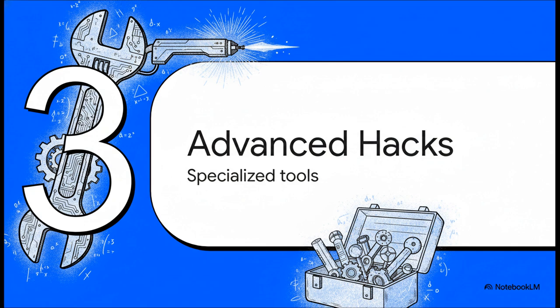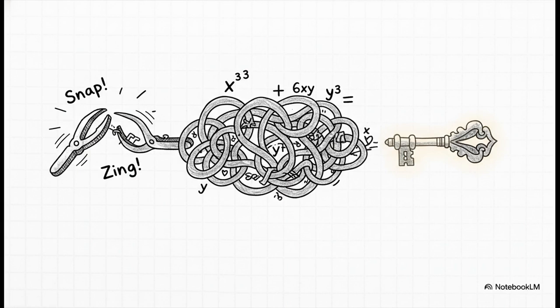Okay, so you've got your power tool, the chain rule, and you know how to dodge some common mistakes. Now let's add a couple of highly specialized tools to our toolbox. These are for those really specific, really tough situations where the normal rules just aren't going to cut it. So first up, implicit differentiation.